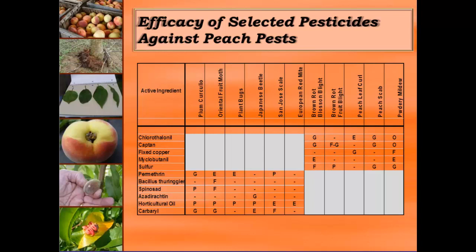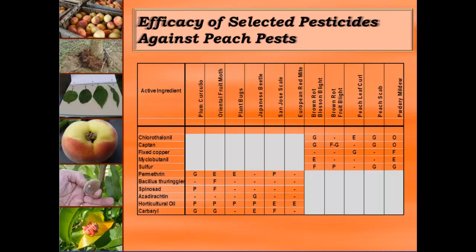So if we look at this chart again, going back to it, and you go to the column for peach scab, you can see that chlorothalonil is good, Captan is good, and sulfur is good. So if you're organic or conventional, you have a good option for scab control.